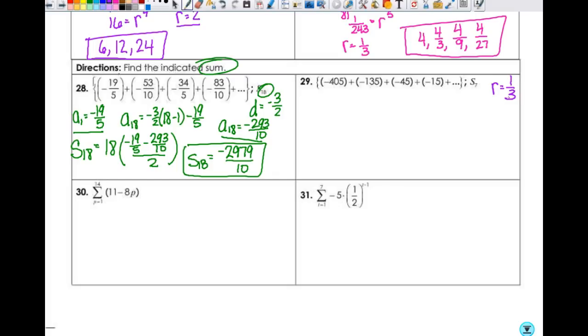So for the geometric series, I have to know n, which I do, it's 7. I have to know A1, I got that, and I got to have R, right? This is A1. I don't care what A7 is, that doesn't come into play here. So the sum of the first 7 terms is equal to A1, which is -405, times 1 minus R, which is 1/3, to the n power, which is 7, all over 1 minus R. So the sum of the first 7 terms is equal to -5,465 over 9.